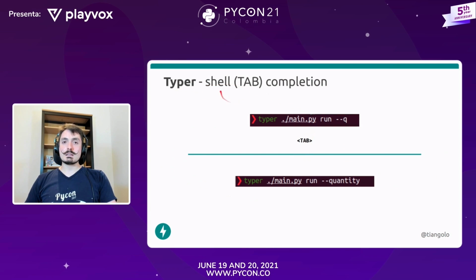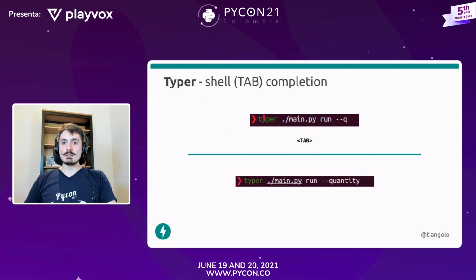With Typer, we get shell or tab completion in all the terminals: in Bash, Zsh, Fish, even PowerShell in Windows. I think there are not many, if any, libraries for building command line interface applications that support PowerShell.